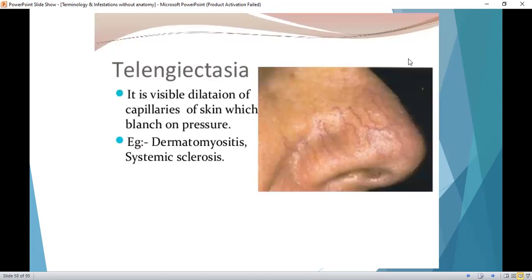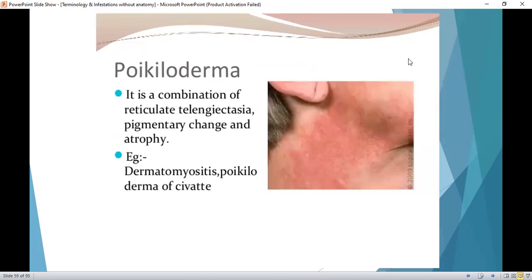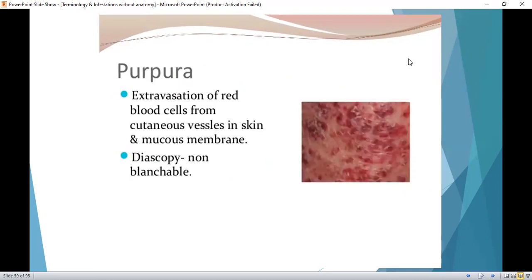Telangiectasia, the visible dilatation of capillaries of the skin which blanch on pressure. For example, seen in dermatomyositis, systemic sclerosis, and prolonged use of potent steroids on thin skin. Poikiloderma is a combination of reticulate telangiectasia, pigmentary change, and atrophy. For example, dermatomyositis, poikiloderma of Civatte.